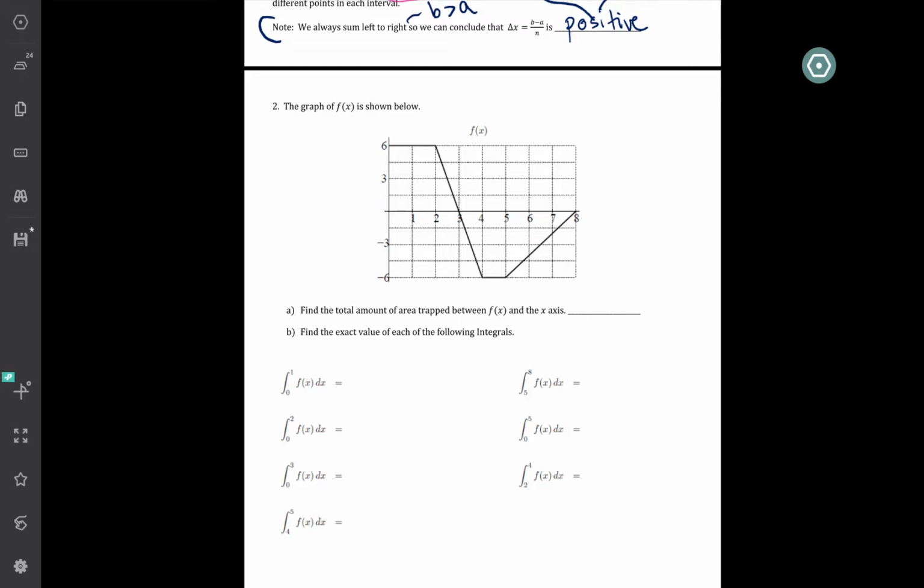Hi everyone, in this video I want to walk through an example and just start working on understanding what the definite integral notation is looking for. So I've given you the graph of this function, and let me just make sure this is really easy to spot. This is my x-axis.